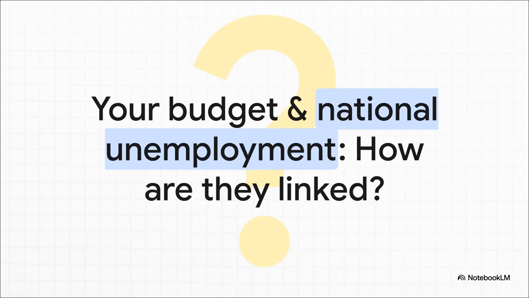So, let's start with a question that seems a little weird. What on earth does your family's budget, groceries, rent, that kind of thing, have to do with something huge like the national unemployment rate? One's personal, the other's a massive headline, but believe it or not, they are deeply, deeply connected. And figuring out that connection is really the key to understanding how the whole economy works.